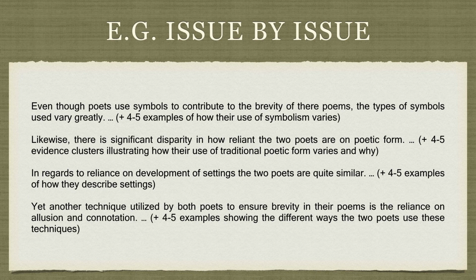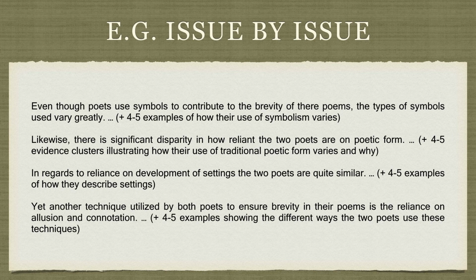So here are my examples of topic sentences for an issue by issue structured essay. Even though both poets use symbols to contribute to the brevity of their poems, I'm sorry for the spelling of "their", just making sure you're paying attention, the types of symbols used vary greatly. And then again, you would insert 4 to 5 examples on how they use symbolism, but how it varies, there's a disparity in how they use them.